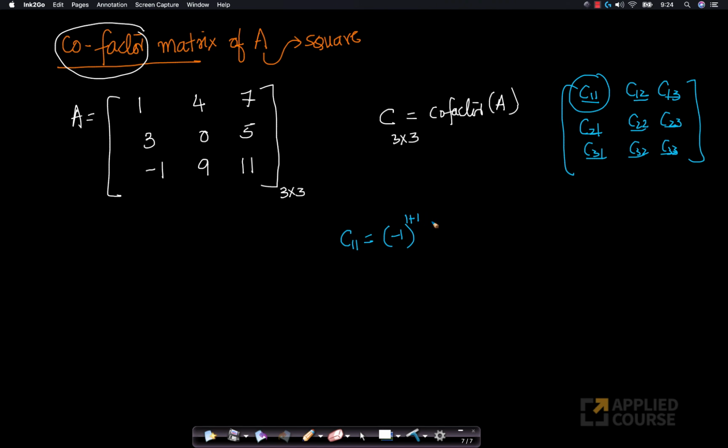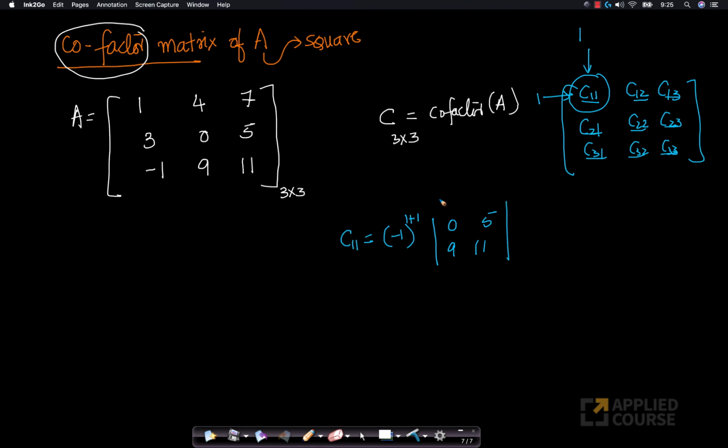Now I'll compute the determinant of, because it is the cofactor corresponding to the first row and the first column. Look at this. This is a value of the cofactor matrix corresponding to the first row and first column. So I'll ignore the first row and the first column. If you ignore the first row and first column of A, what do you get? You get this smaller matrix. Let's take the determinant of this matrix, which is 0, 5, 9 and 11.